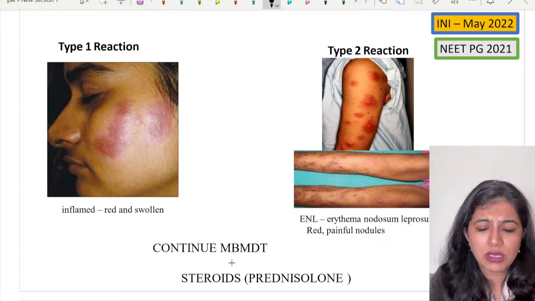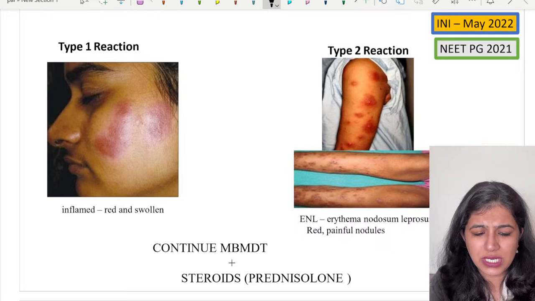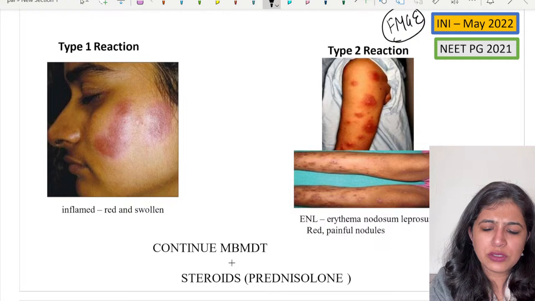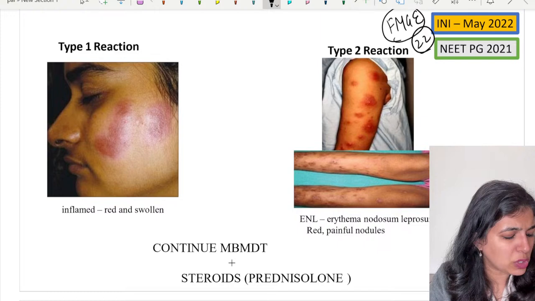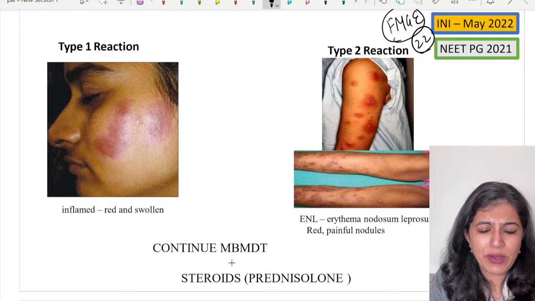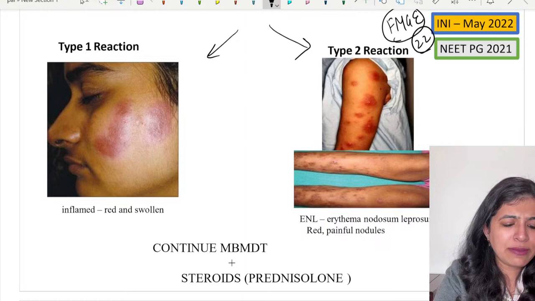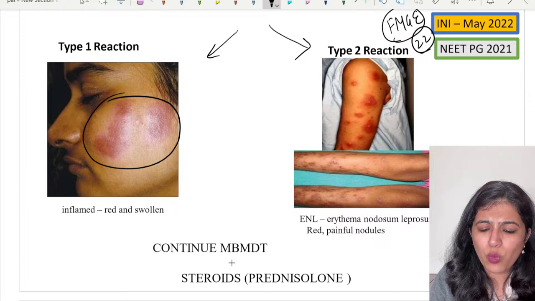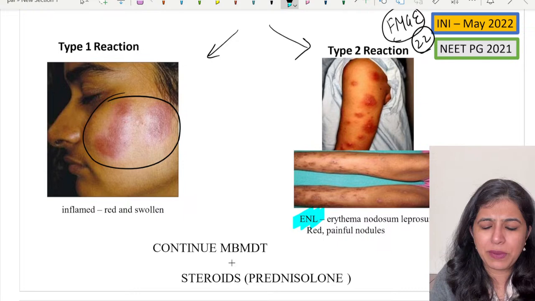So if you get a question where a patient of leprosy has started treatment, this was asked in the FMG exam also in June 22. In one of the exams in 22, this was also asked. So if a patient of leprosy starts treatment and they develop a reaction, you have to differentiate between a type 1 and a type 2 reaction. In type 1 reaction, the leprosy lesion will become red and inflamed, while in type 2 reaction, there will be new red painful lesions all over the body of the patient which are called as ENL.